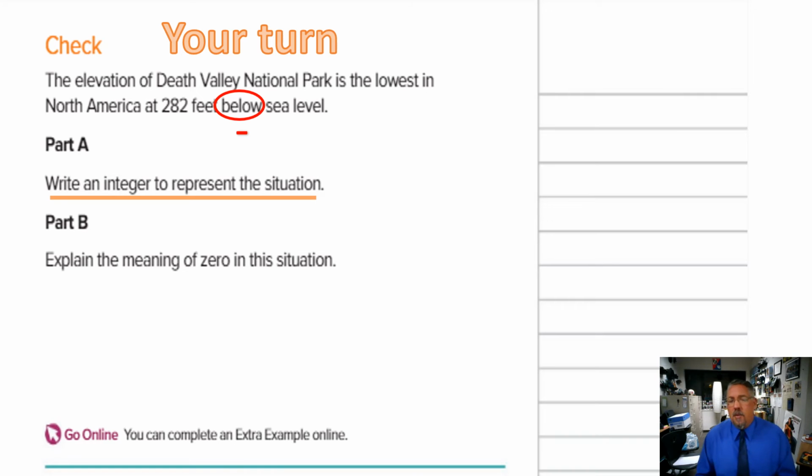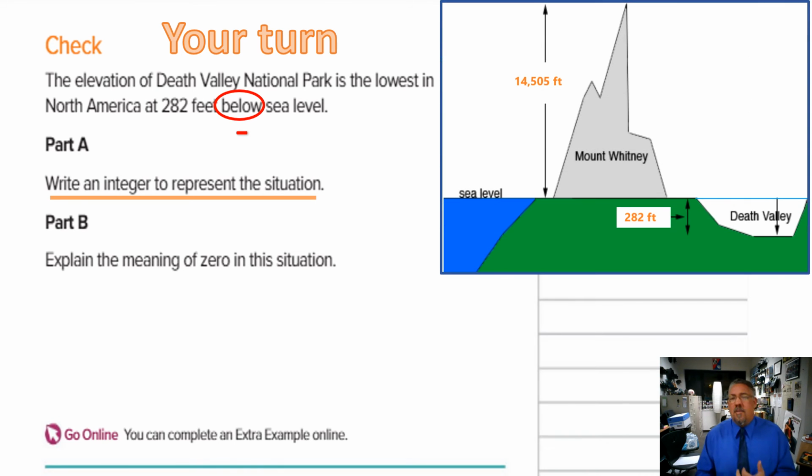Now I'll give you a visual that hopefully will let you see exactly what this is talking about, because the terminology of sea level is not something that all sixth graders are familiar with. So the idea of sea level is the fact that here is where the sea is, and then we compare that to the land masses, because some land is at sea level, some is above, such as Mount Whitney, and some are below, such as Death Valley.